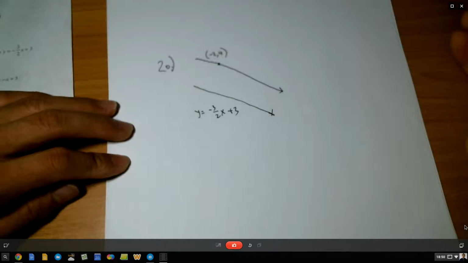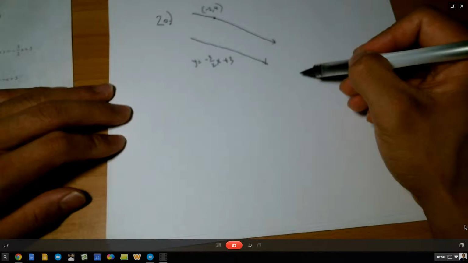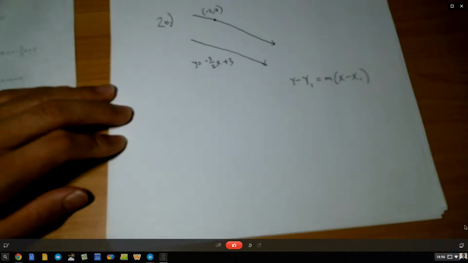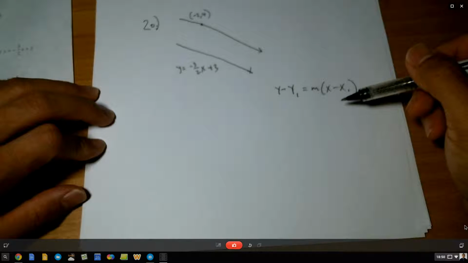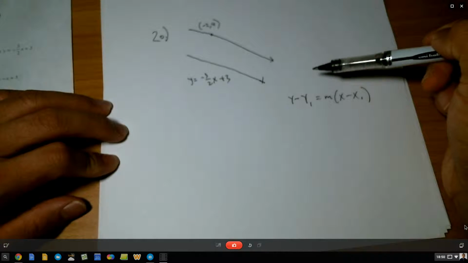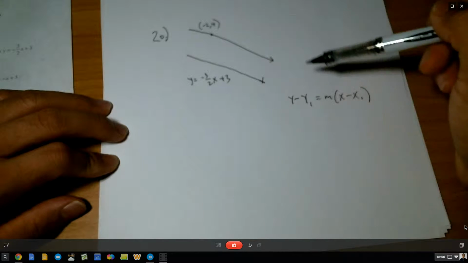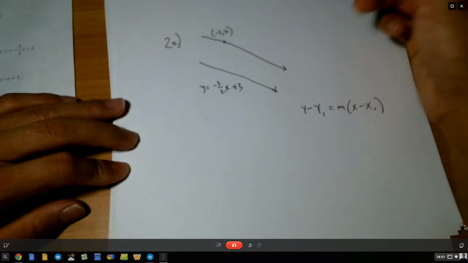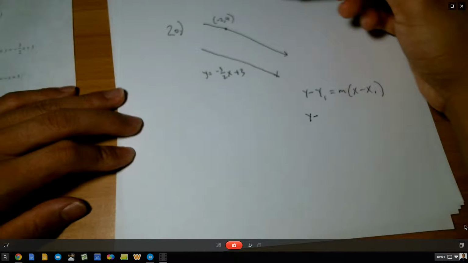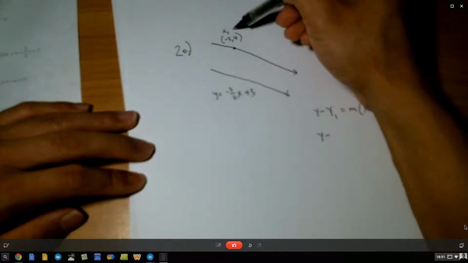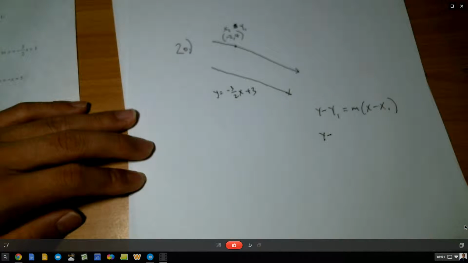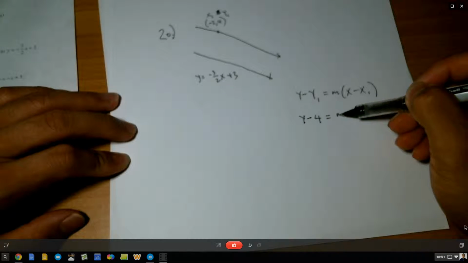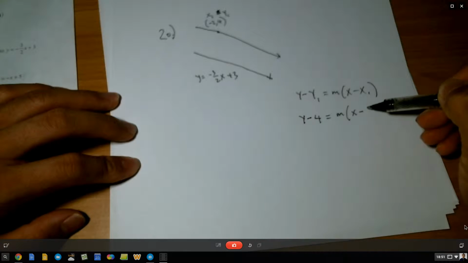Okay, so remember what we did in class. First, we start off with y minus y1 equals m times x minus x1, our point-slope equation. Now we just plug in what we know. So what is the point, y1 and x1? Well, here it is: -2, 4. So we'll plug it in. y minus 4, because here is x1 and y1. So y minus 4 equals m times x minus negative 2.